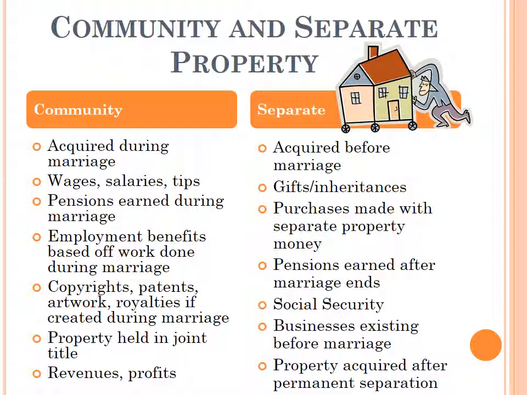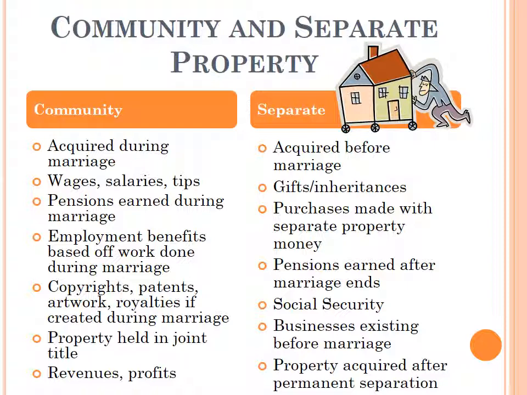Community property is acquired during the marriage, whereas separate property is mostly acquired before the marriage occurred. Community property are wages, salaries, tips, and other income which is earned during the marriage, including pensions, whereas separate property would be gifts or inheritances which are made out to specifically one spouse or the other, or purchases which are made with the separate property money from before the marriage.